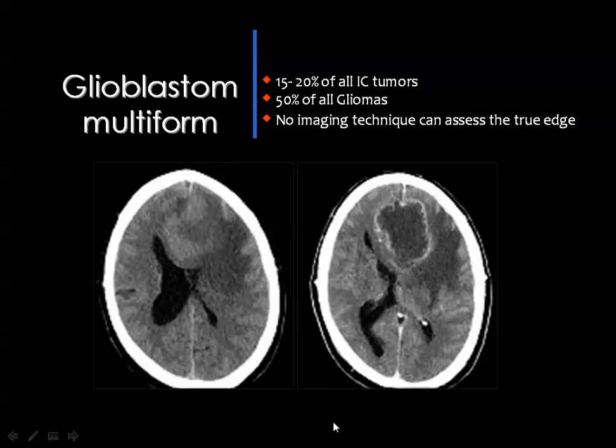Then we came to the most aggressive tumor of the astrocytomas or the gliomas, which is the glioblastoma multiforme. And this glioblastoma multiforme represents about 15 to 20% of all intracranial tumors and about 50% of all gliomas. This tumor is of the malignant type, infiltrates the adjacent brain parenchyma, and no imaging technique can assess the true extent of the tumor, meaning that at surgery, the tumor may not be as seen on imaging. It will be much larger than originally seen on imaging.